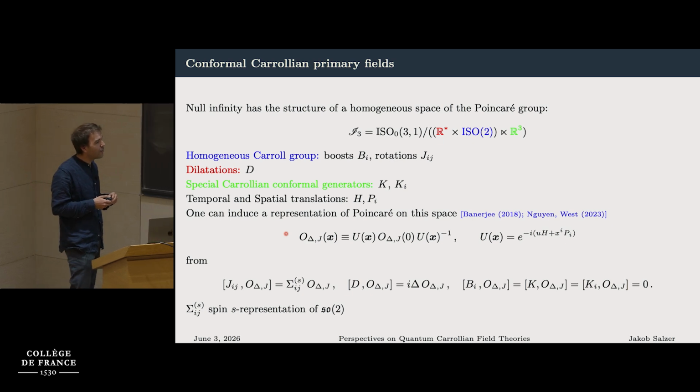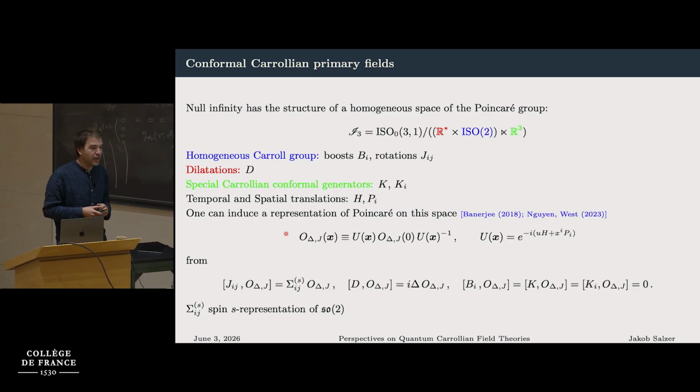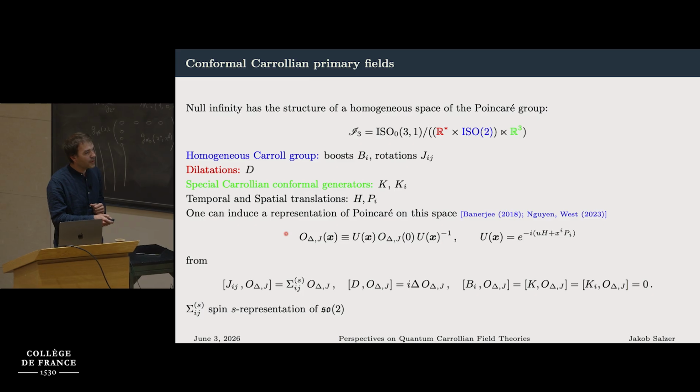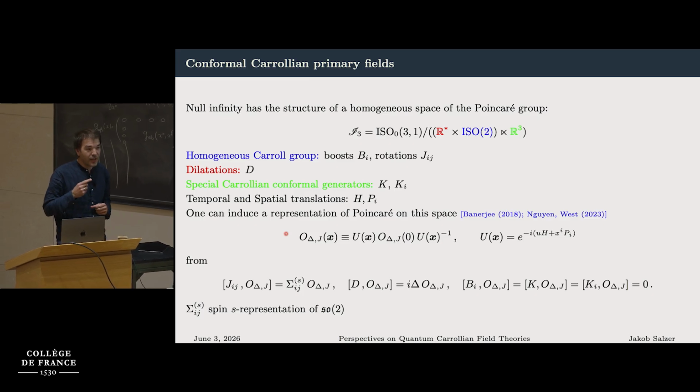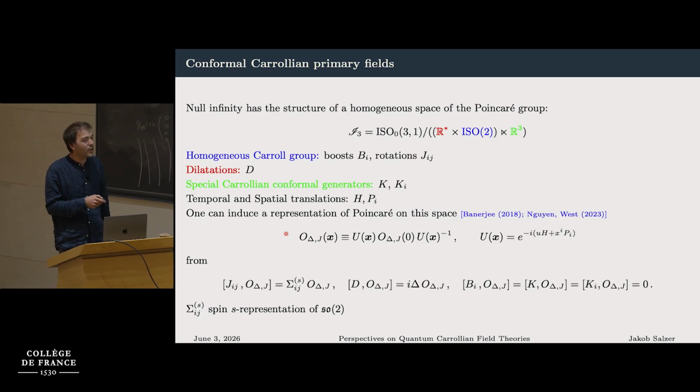There are certainly more general representations you can build here, where, for instance, some of these generators here act non-trivially. And actually, this way one may miss some representations. And indeed, I'll come back later in the talk. I'm quite certain these representations are not enough if you want to make sense of Carrollian CFTs.